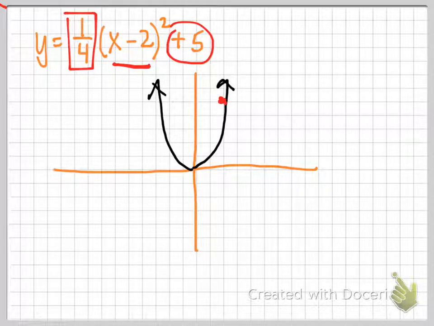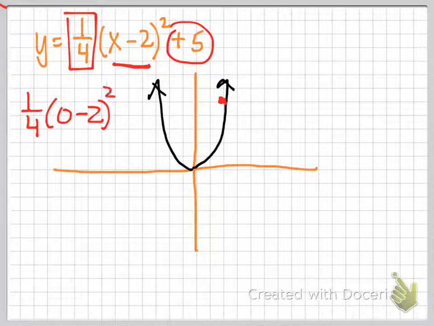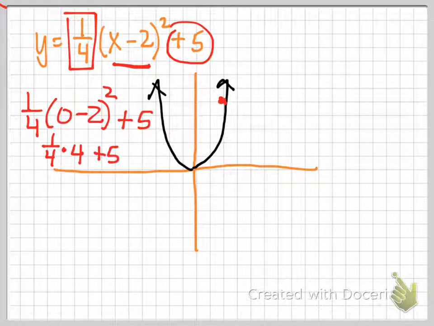The thing you could do is test some points. I always try 0. So I would plug 0 in. 0 subtract 2 is negative 2. Negative 2 squared is 4. So this would give me 4. 1/4 times 4 would give me 1. And then I would add 5. 1 plus 5 is 6. So 6: 1, 2, 3, 4, 5, 6. At 0, we're up 6. So these graphs are symmetric, so over here at 4, I'd also be up 6.